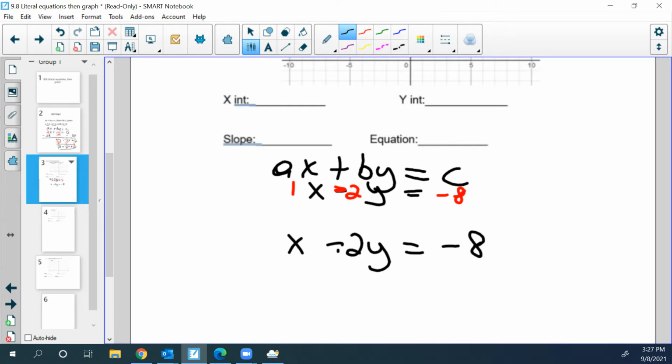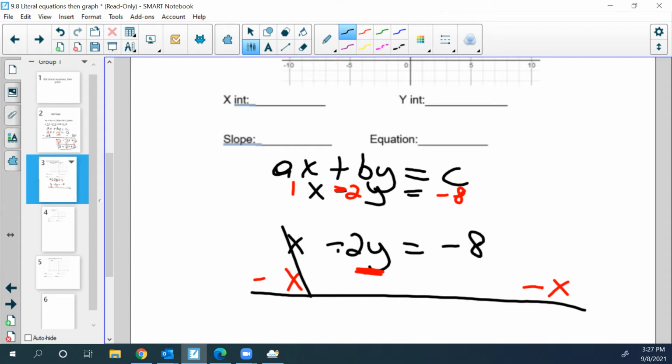Now, remember my goal is to get to the negative 2y. All right? But before I do that, I must eliminate the x. So I'm going to add a negative x because it's a positive x. Remember, what I do to one side, I must also do to the other side. So this will give me a negative x on the right side. And I draw my line. That goes away, and so I'm left with just negative 2y on the left side.